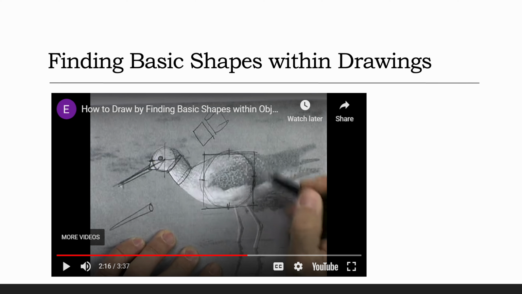Please also watch the Finding Basic Shapes within Drawings video. This is similar to some of the exercises that we're going to be doing in finding primary shapes in lines and secondary shapes in lines.